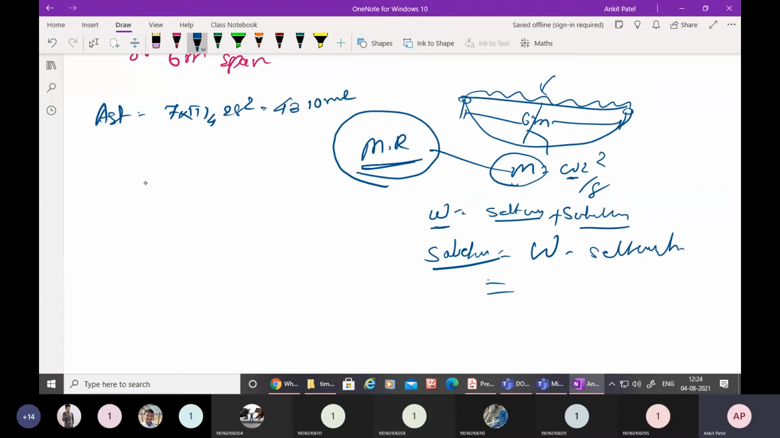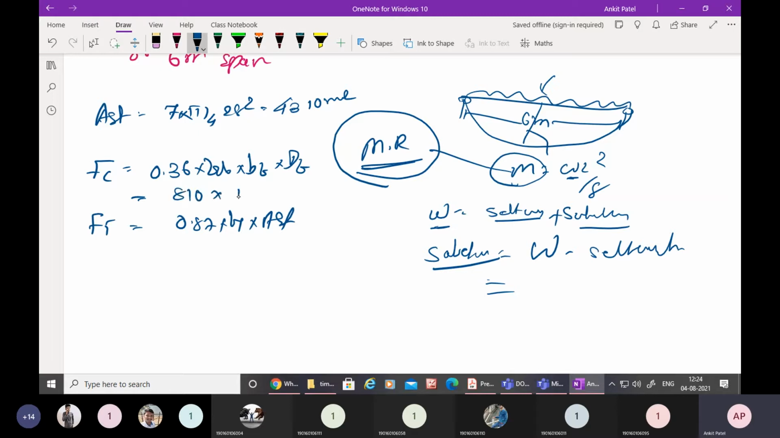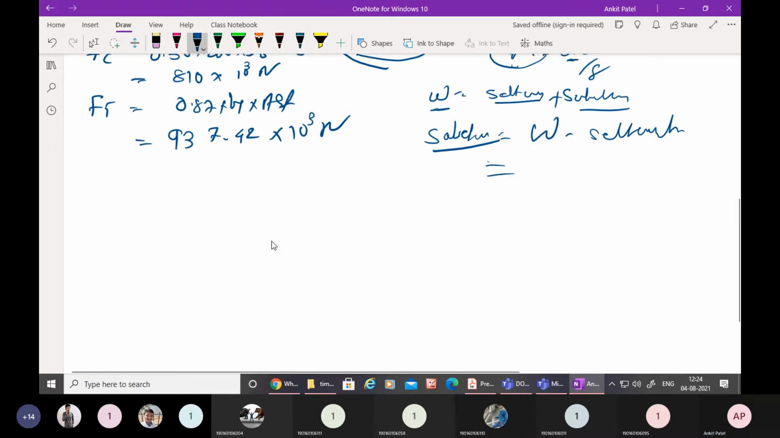Now, as per the previous example, we first of all need to calculate the value of FC and FT. What is the value of FC? That is 0.36 FCK into BF into DF, and FT is equal to 0.87 into Fy into AST. From that you can get the answer, which I'm going to write down directly without wasting time. 810 into 10 raised to 3 Newton. I have given you enough time, you just need to cross verify. This is 937.42 into 10 raised to 3 Newton. Is it right? Yes, sir.